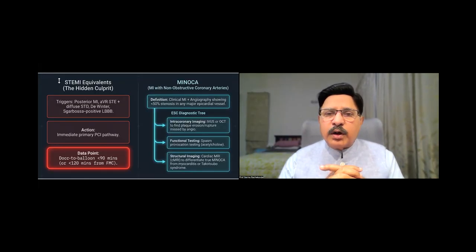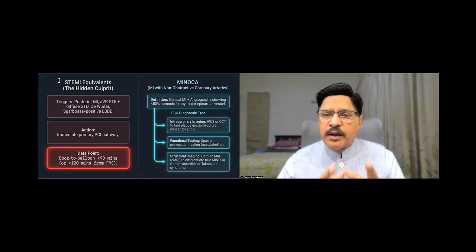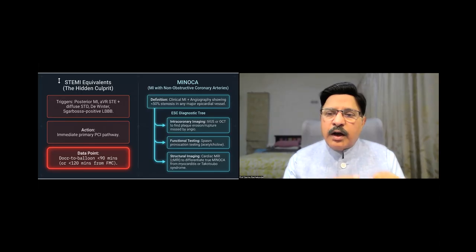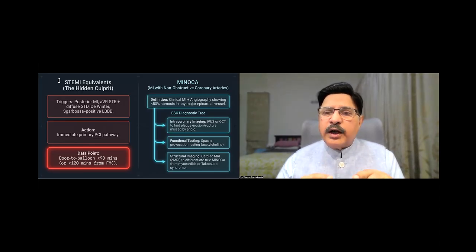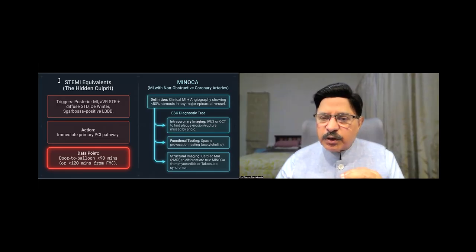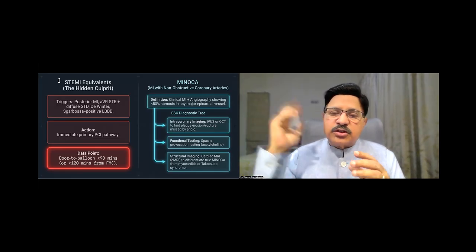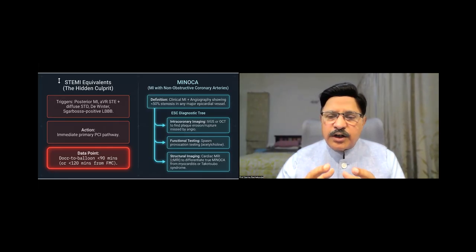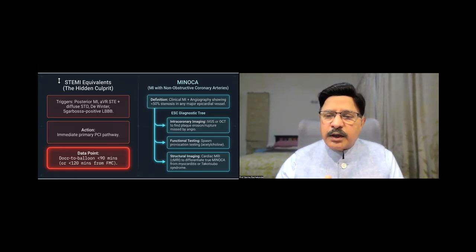Now, what is that MINOCA? Minimal non-obstructive coronary artery disease. Intracoronary imaging, intravascular ultrasound, or OCT to find plaque erosion and plaque rupture missed by the angio. Functional testing, spasm provocation, give acetylcholine, and see whether the pain is worsening and ECG changes are appearing. Structural imaging, cardiac MRI, CMRI to differentiate true MINOCA from myocarditis or Takotsubo syndrome. So these are the 3 other investigations which you have to see in case of MINOCA.